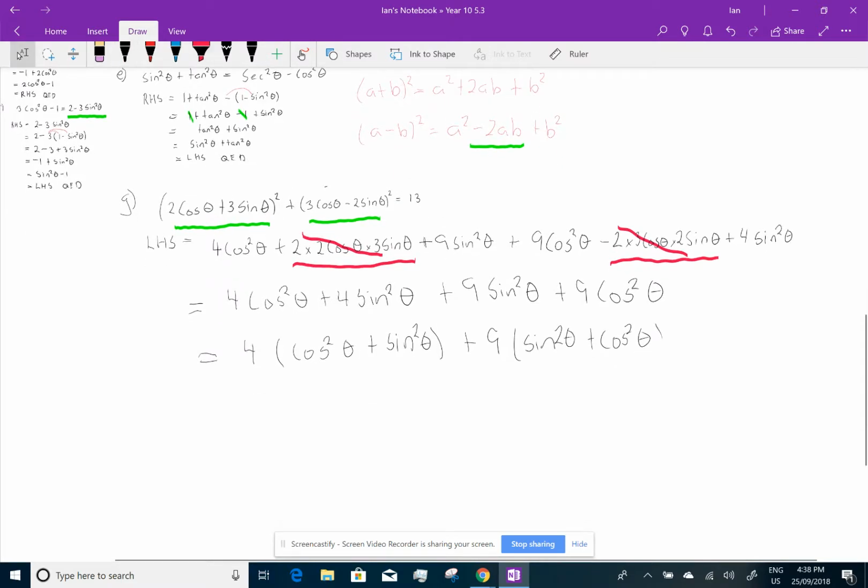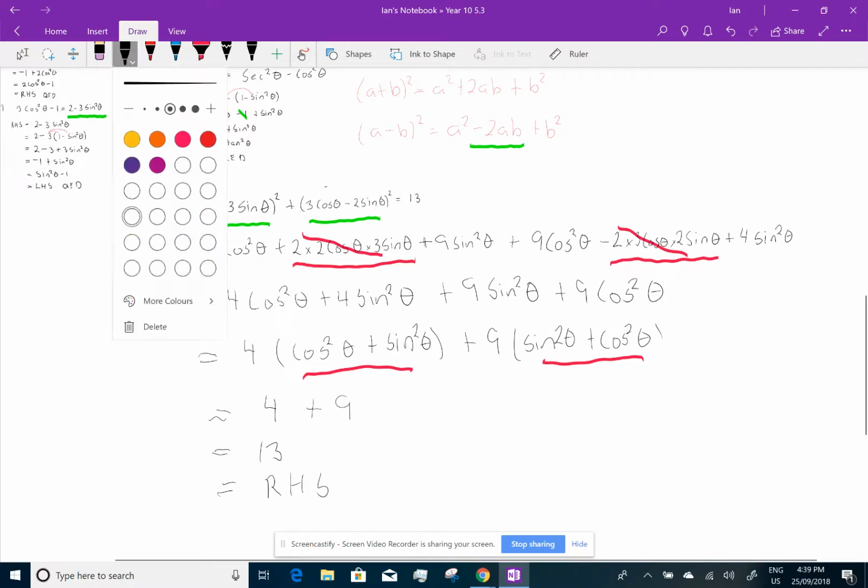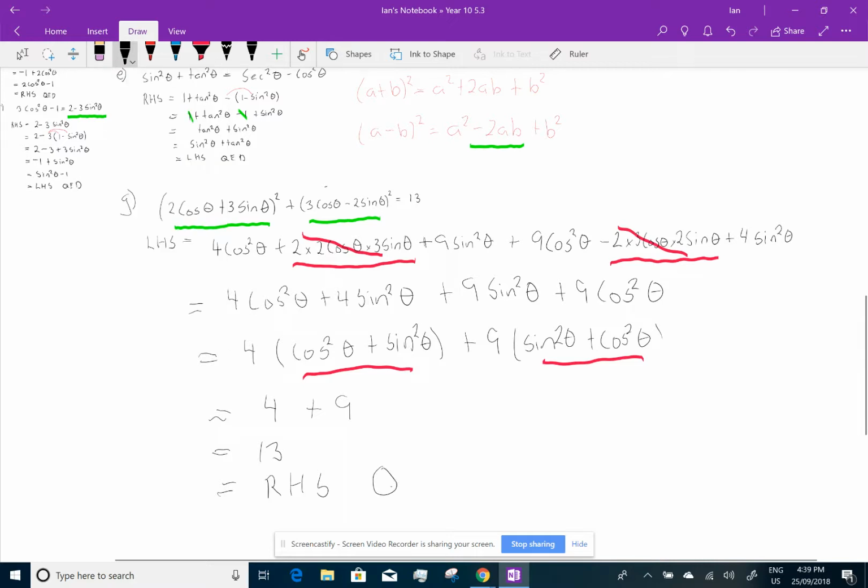Now, I know that both of these things equal 1. Sine squared theta plus cos squared theta equals 1. So what am I left with? 4 times 1 is 4, plus 9 times 1, which is 13, which equals the right-hand side. QED.